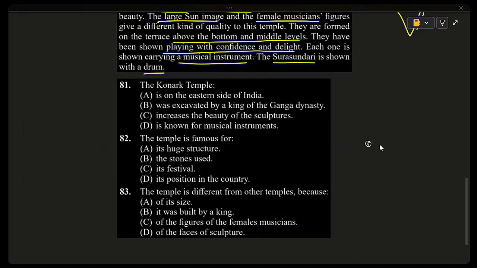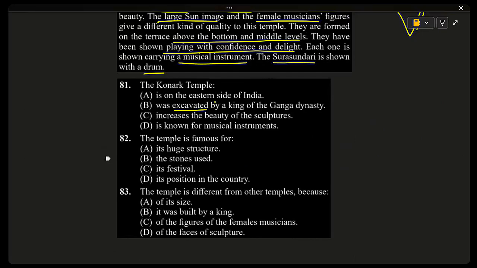Okay, 81st question. The Konark temple is on the eastern side of India. Yes, we already said eastern coast of India. Was excavated by a king of Ganga dynasty. Excavated means it was already there in history, and by digging the earth and removing the top layers, we can get it back. No, it was actually built by him. So it's wrong. Option A may be correct.